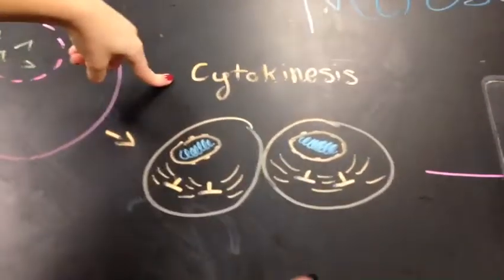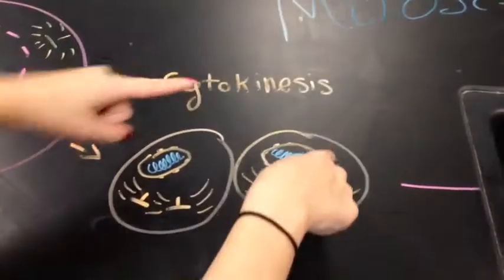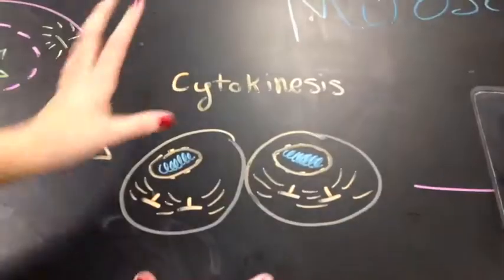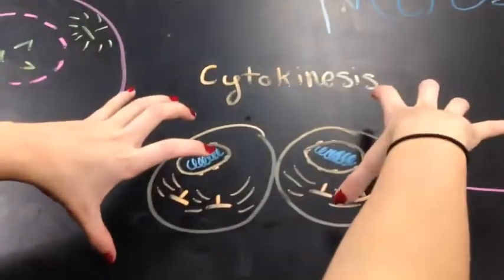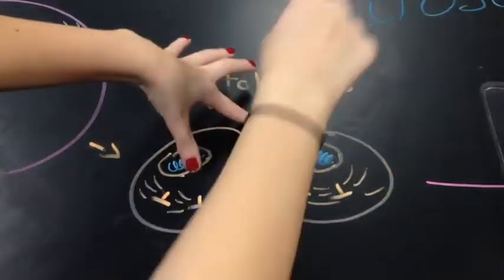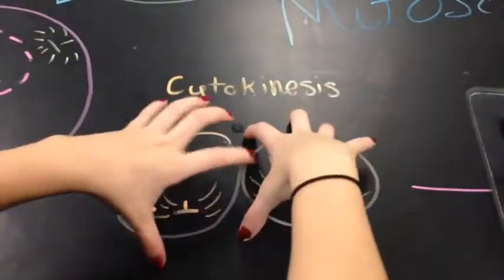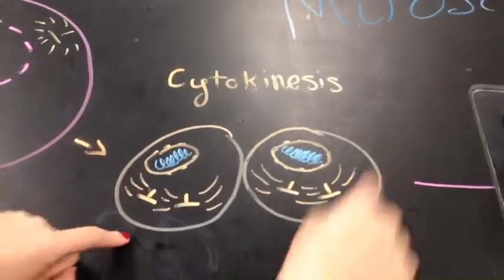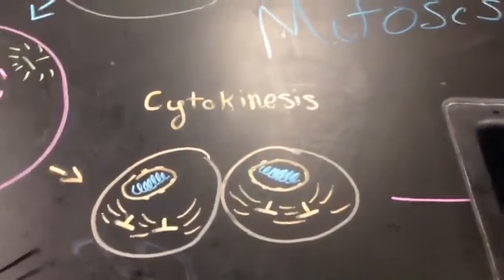Then in cytokinesis, the nuclear membrane forms, the cleavage furrow splits the cell in half, and so now you have 2 cells in animal cells. And then in plant cells, it's the cell plate. And then you have 2 sister cells which are identical to the parent cell. All over again.